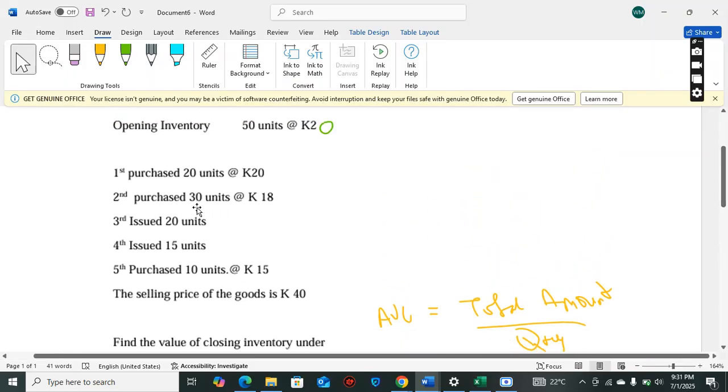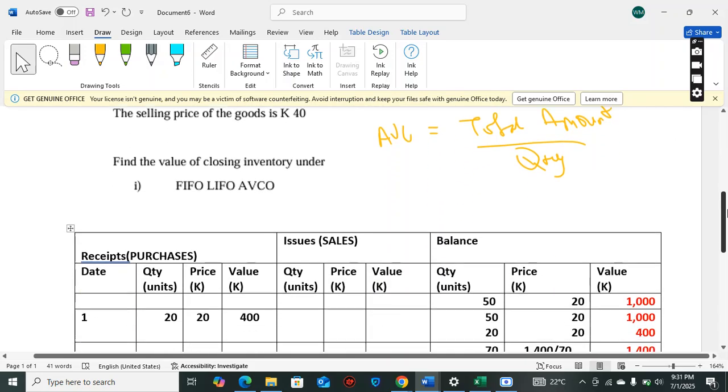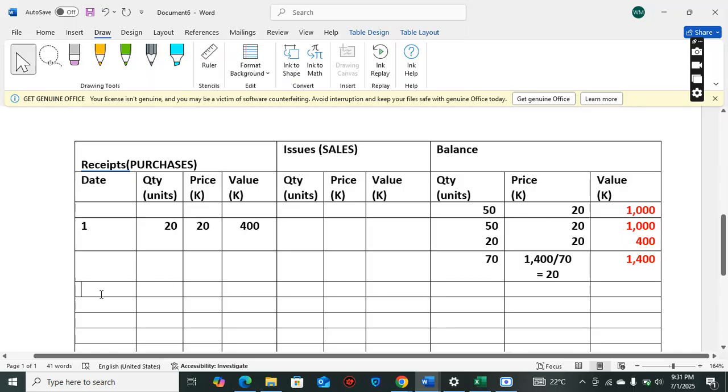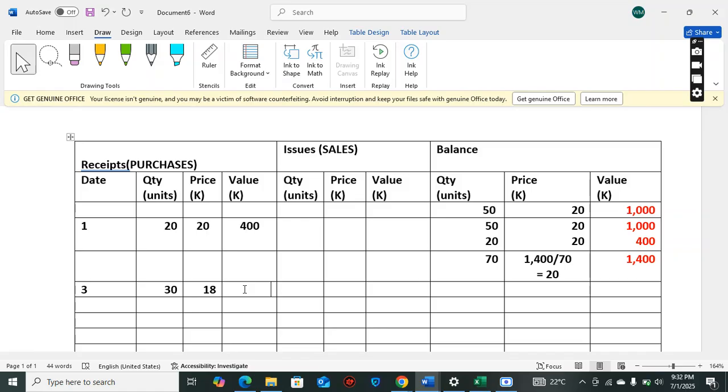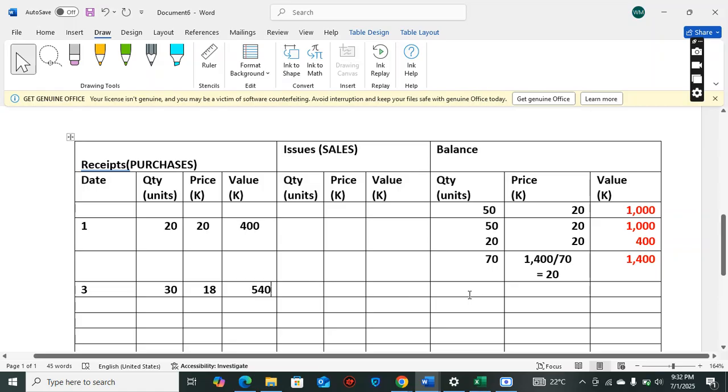Okay, colleagues, let's see. The second, we purchased 30 units at 18 kwacha each. So you come here, purchases, that's the third. 30 units at 18 kwacha. 30 times 18. Colleagues, what's 30 times 18? 540. Okay, so we repeat the process again. We had 70 units valued at 20.